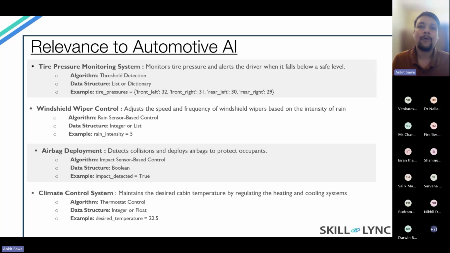These are all very small examples of how real life problems are solved by creating mathematical algorithms in the background.